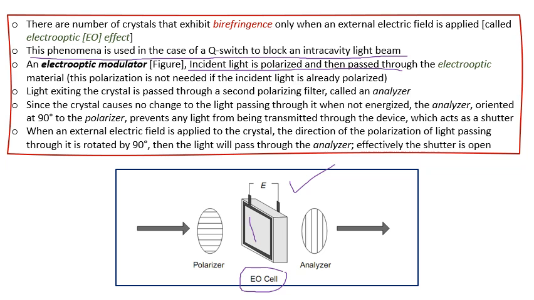Incident light is polarized and then passes through the electro-optic material. This is a polarizer and this one is also a polarizer, and both have different polarization. Maybe parallel one, perpendicular other, or perpendicular first and parallel other. When the incident light passes through this polarizer, it is polarized, and after that this polarized beam passes through the crystal. But if the light is already polarized, then we don't need this arrangement.